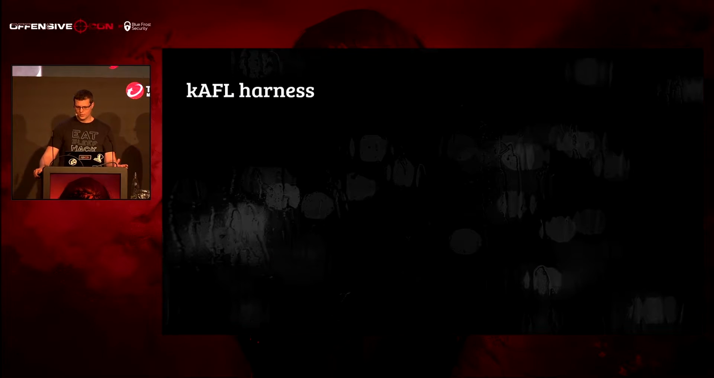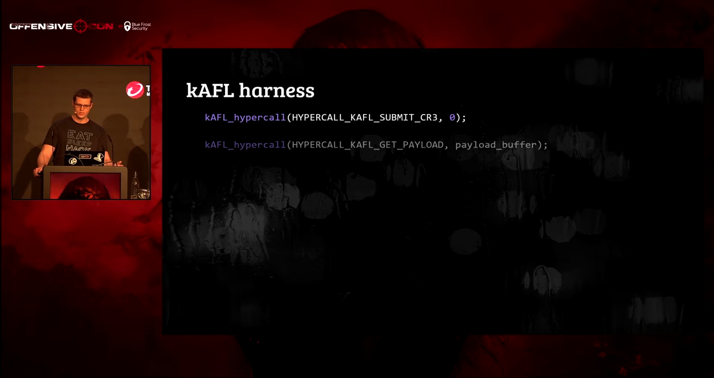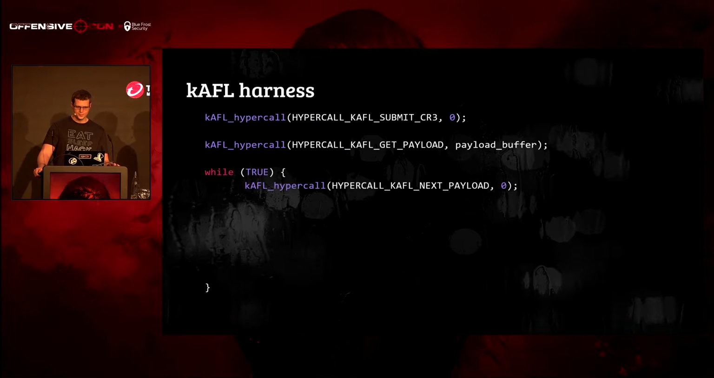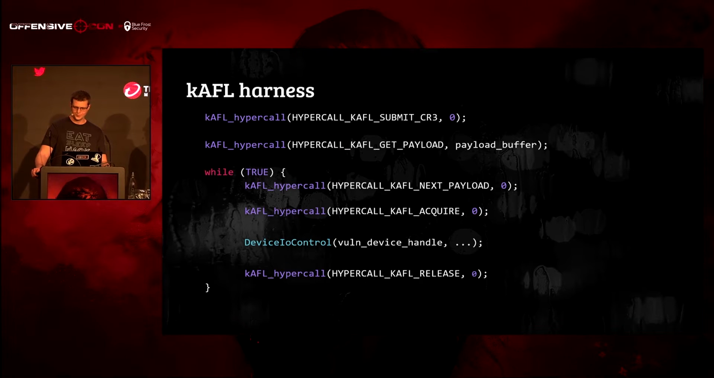So let's do a quick recap of how a harness looks like. We start with a hypercall that tells the hypervisor to monitor this process. Then we assign a buffer to where to write the inputs. And then in an infinite loop, we will first ask for a new payload. We will try to start tracing coverage, pass the buffer to whatever we want to attack, and finally tell the hypervisor to stop tracing coverage.